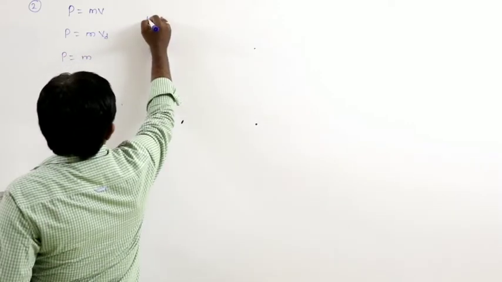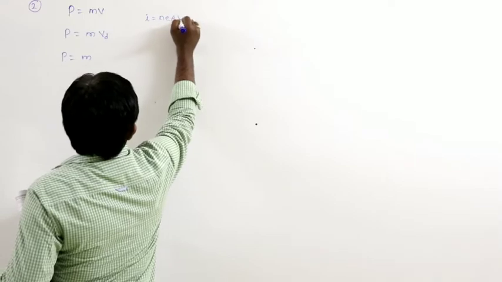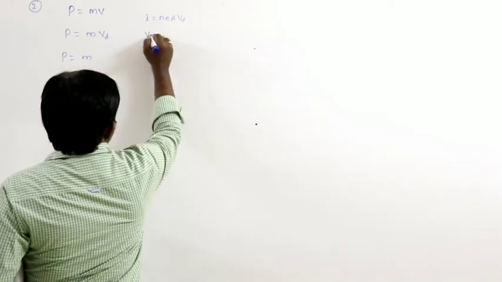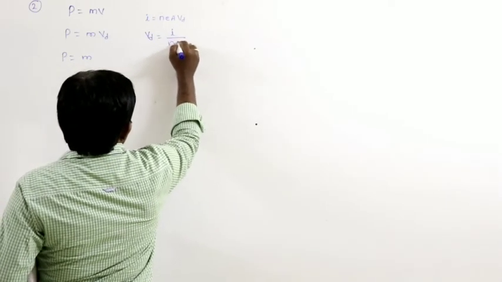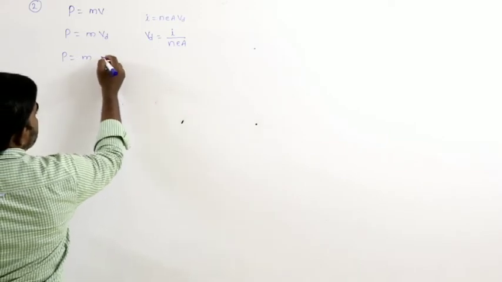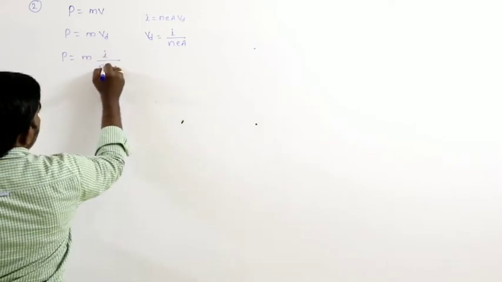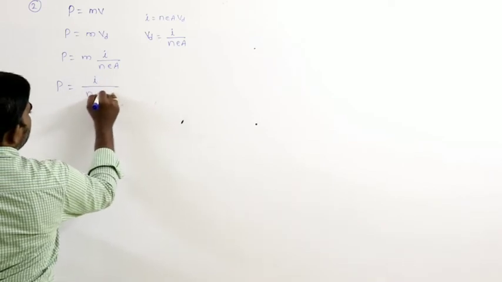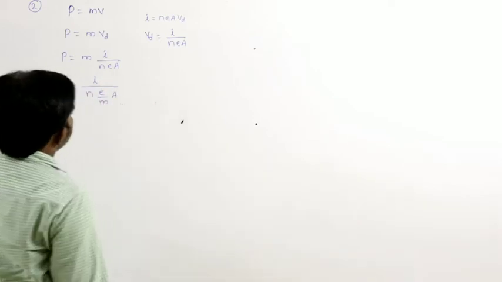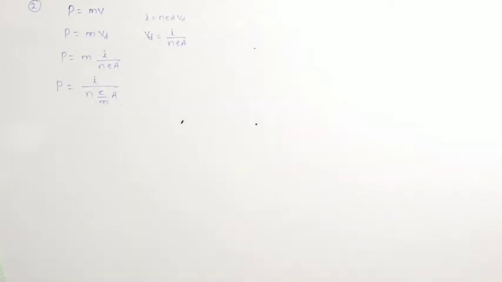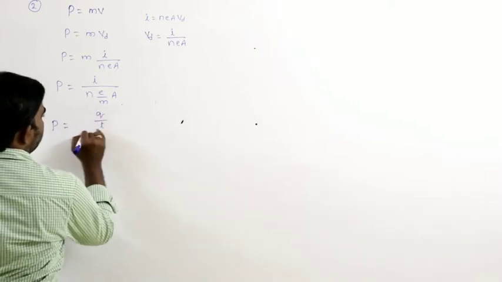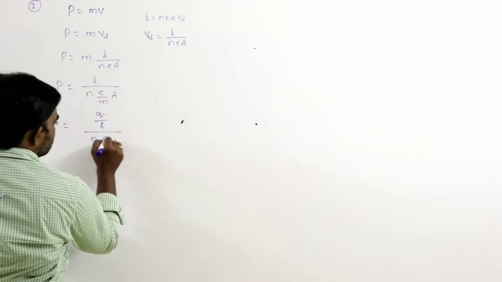What is the drift velocity? Generally the relation between current is I = nAeVd. That is the drift velocity formula. So the drift velocity can be written as Vd = I/(nAe). From this, P can be written as I divided by (ne/m) into A. So P = I, which can be written as Q by t, and ne/m is nothing but the specific charge.